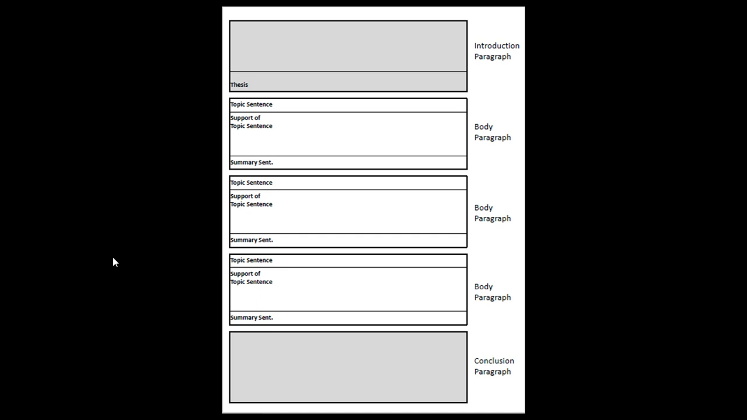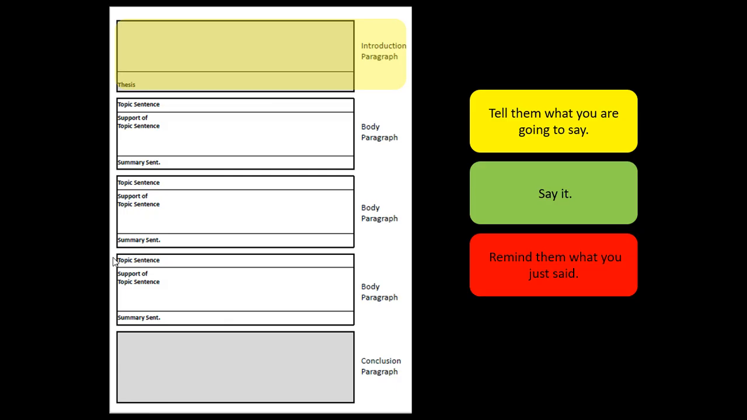So when we start thinking of this essay and this essay map, we're going to be looking for this pattern of telling people what you're going to say, saying it, and then reminding people what you just said. So the first big way we see this move is in the introduction paragraph. The whole purpose of the introduction is to get people ready for what you're going to tell them, to catch their interest. It's the move of telling them what you're going to say.